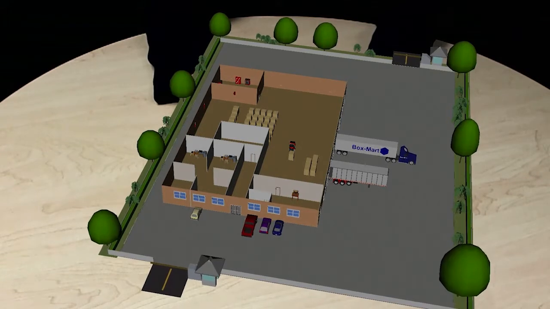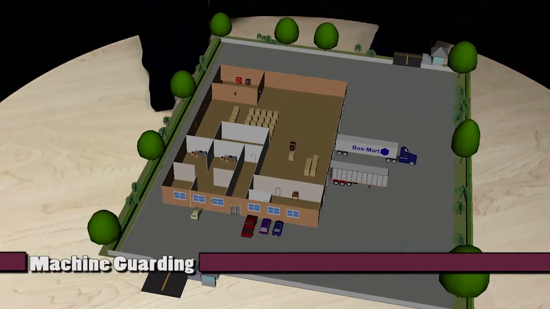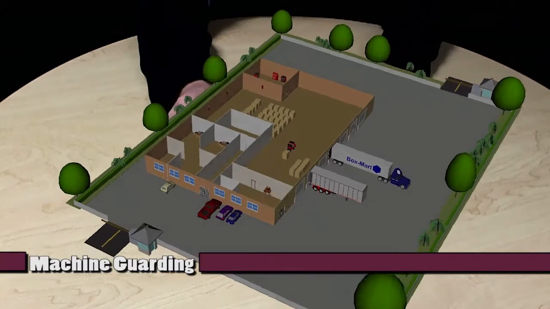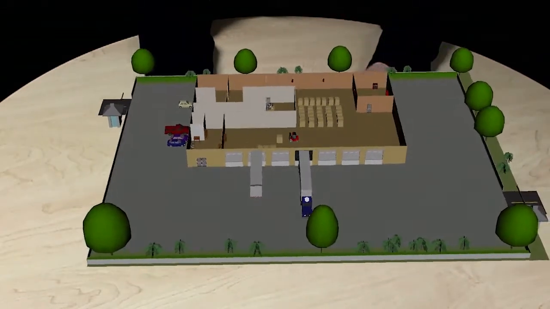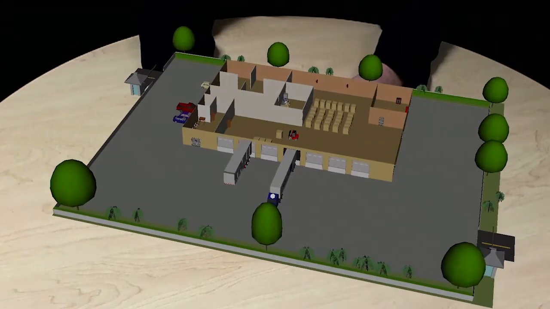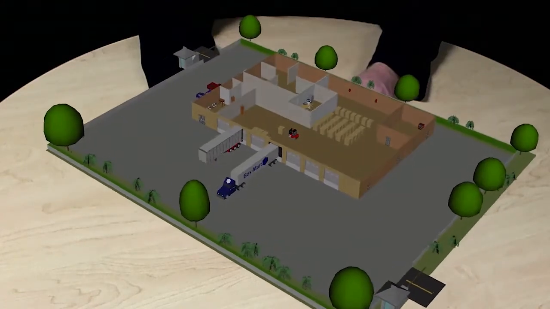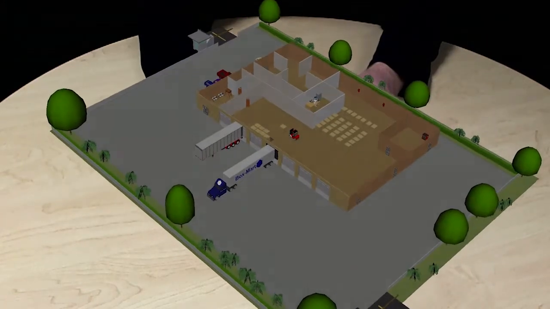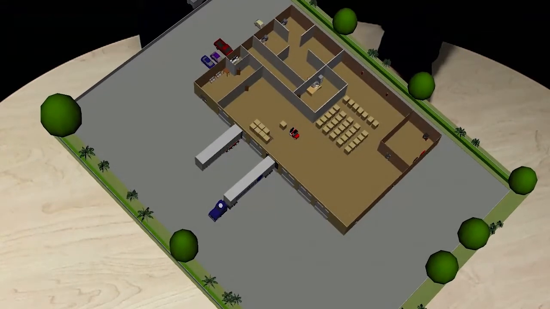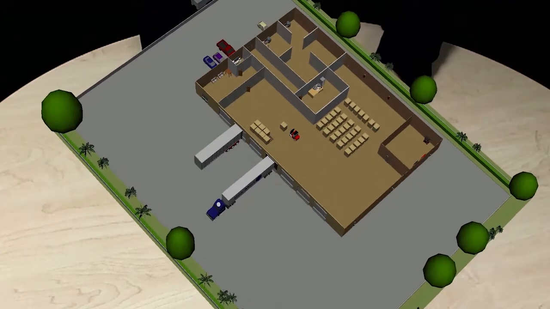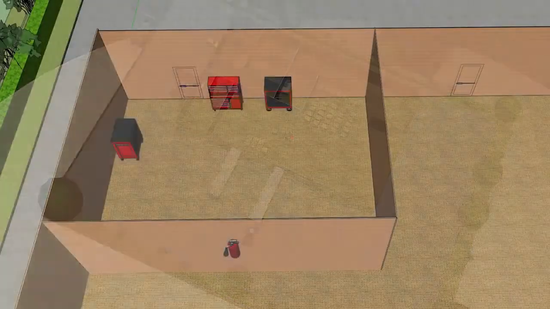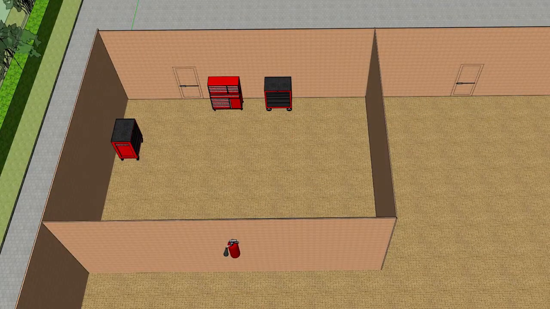The first regulated topic is machine guarding. So as you look throughout the facility, you'll have to identify where machines exist and where things are that have moving parts that could cause injury to an employee. In a warehouse, this might be in the primary distribution area where product is moved. In the back right corner is a machine shop, so there could be machines in there that would require guarding.